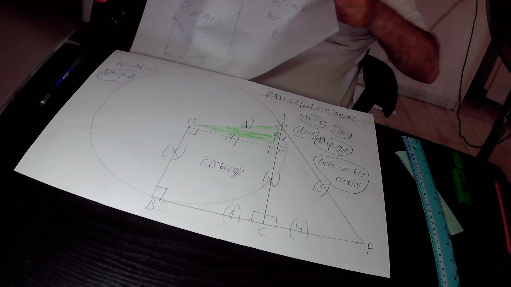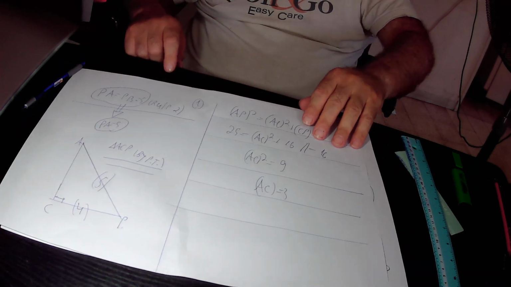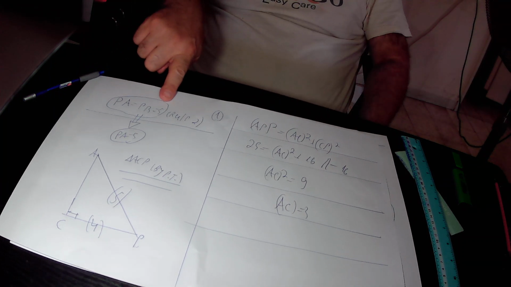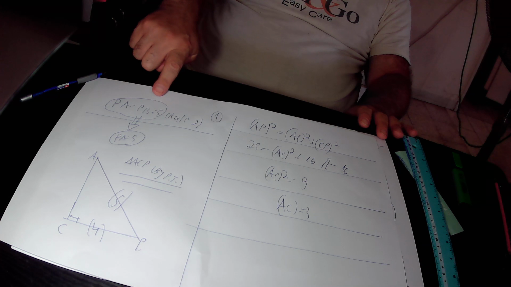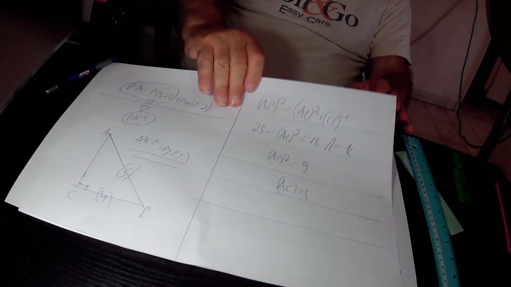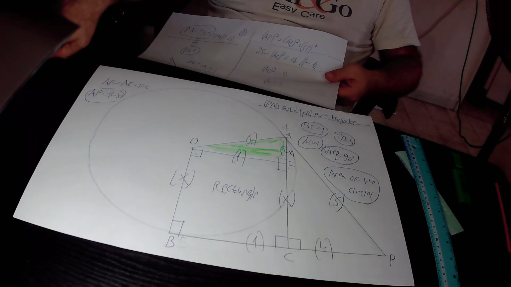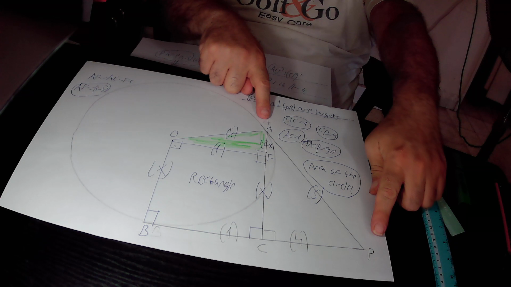So PB equals 5. And from the equation PA equals PB equals 5, we derive that PA also equals 5 units in its length. So actually, this is side PA that equals 5 units in its length.